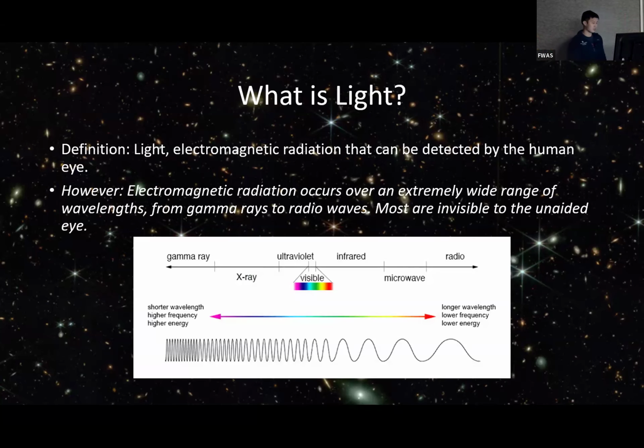Here's the spectrum: you're going from high energy, short wavelengths, and high frequency, all the way to the right-hand side, which is long wavelengths, low frequencies, and lower energy. And by energy, I mean photon energy. We'll get into that in the next slide. The big thing to know is that most of this is invisible to the unaided eye. We have a very narrow visible spectrum right here between ultraviolet and infrared, which we can see, which makes up those colors of the rainbow.